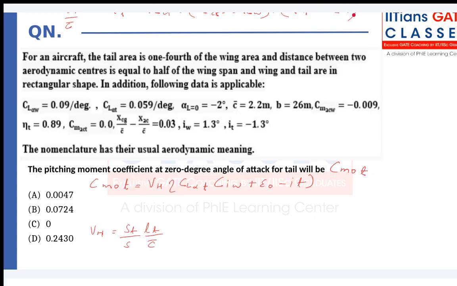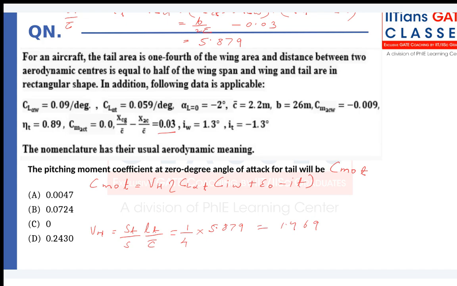So now we just substitute the terms. This is given to be half wingspan, so it's B by 2 by C bar, minus this, which is directly given as 0.03. So you get this value as 5.879. I'm just going to plug that in here. ST by S is 1 by 4. And if you get 1.469, am I doing it correct till here?